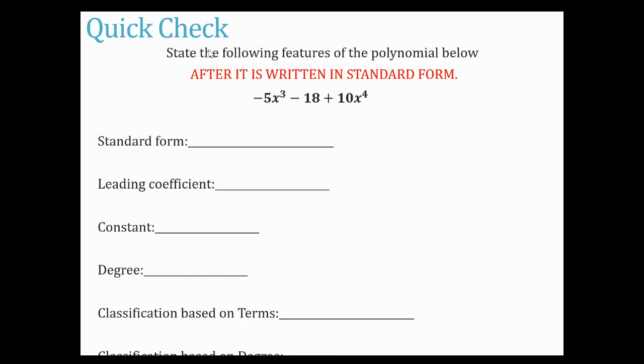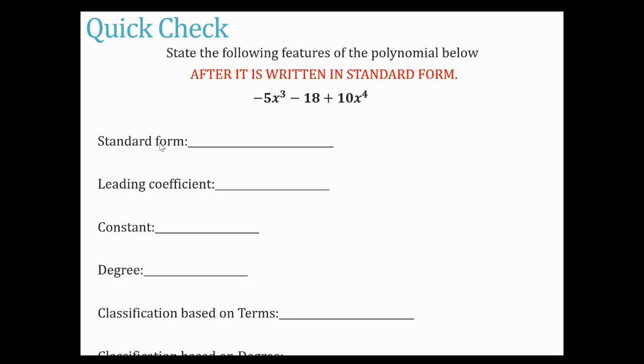Now let's just do a quick check of all the different vocab that we've learned. I know that it's been kind of a lot of vocabulary, but as long as you know these key terms, it's going to make your life a lot easier moving through algebra, geometry, algebra 2, and even calculus. So let's go over this. State the following features of the polynomial below after it is written in standard form. So we have negative 5x to the third minus 18 plus 10x to the fourth.